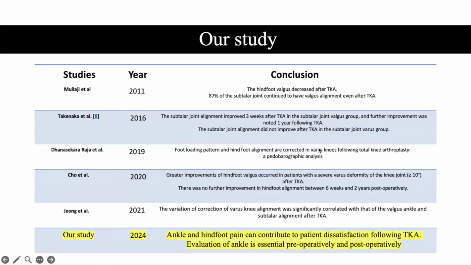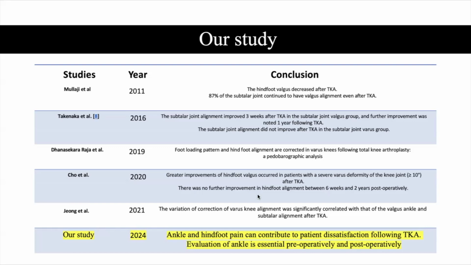That is very important because they claim that after doing the total knee arthroplasty and correcting the alignment to neutral or near neutral, 90% of the time the hindfoot alignment is corrected from pathological to the physiological range. And moreover, not only the static alignment, they studied the dynamic pattern, the foot loading pattern. That showed that the lateral pressure distribution has become medial. So total knee arthroplasty realignment not only corrects the static alignment of the hindfoot, it also changes the dynamic alignment, basically the biomechanics of the hindfoot.